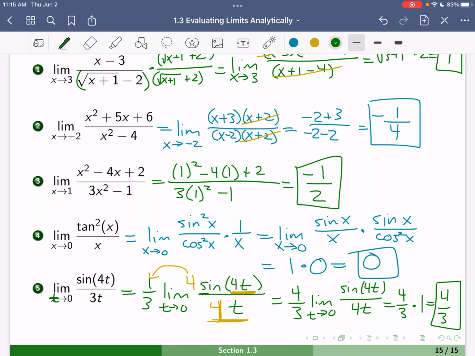Perfect. And that is how we go about evaluating some limits analytically. Direct substitution is a great tool that doesn't always work, but when it does, it's great. And if it doesn't, we have some other tools, some other methods that we might use. We will see you in our next video.